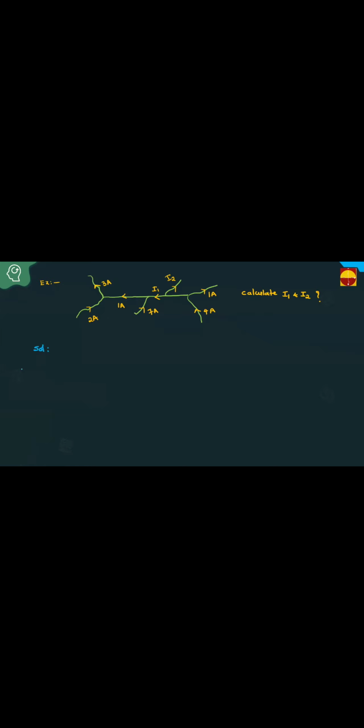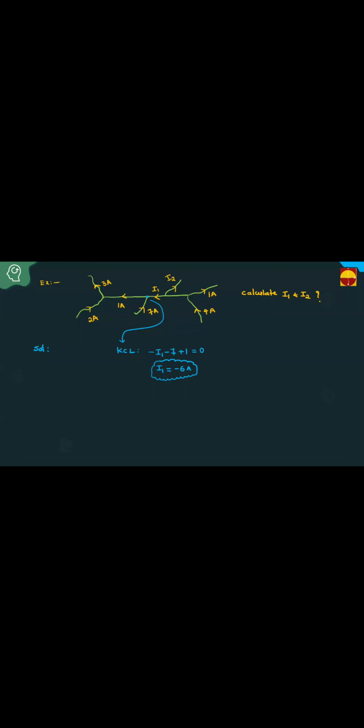What is the solution for this? Can you apply KCL at this node? What are the entering currents? I1 is entering. 7 amperes is also entering. Which is the leaving current? Plus 1 ampere is the leaving current. I told you already, entering currents you have to take negative: minus I1, minus 7. Leaving currents you have to take positive. It's equal to 0. Then from this, what is I1 equal to? I1 equal to minus 6 amperes.